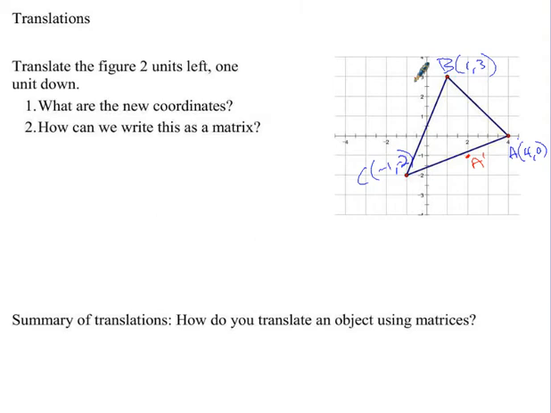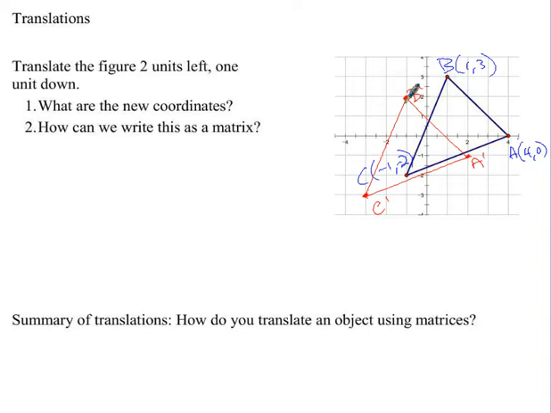For point B, I go 2 units left, 1 unit down, and I'm going to call that one B prime. And for point C, I'm going 2 units left, 1 unit down, and I'm calling that one C prime. And then I can draw my shape, and this is pretty much what geometry was all about in that chapter, the transformations chapter. So I draw my new shape on here. There we go. It is exactly the same triangle, it's just moved a little bit.